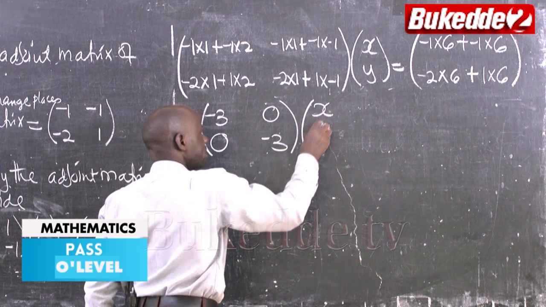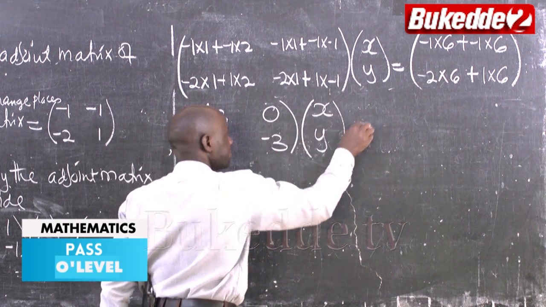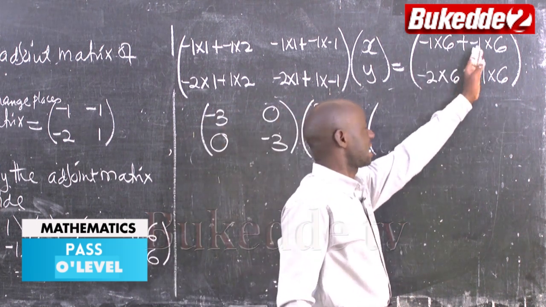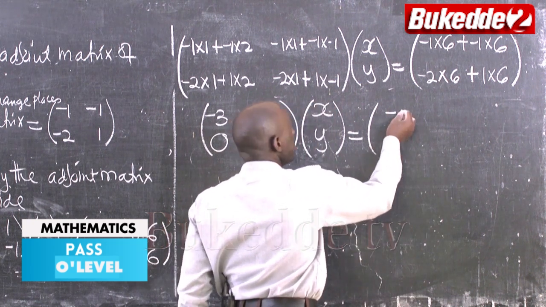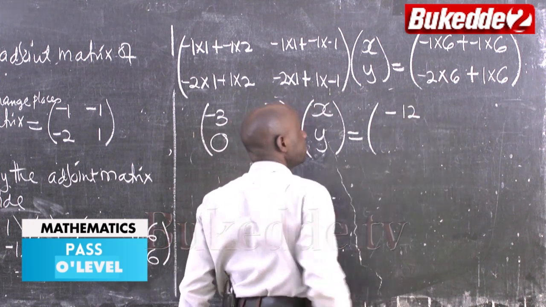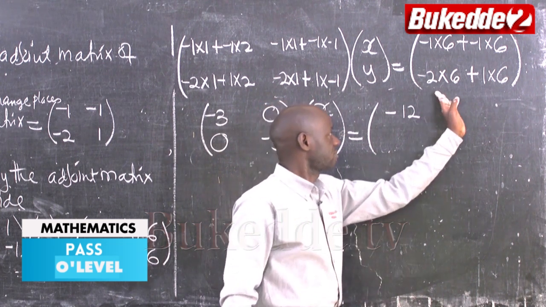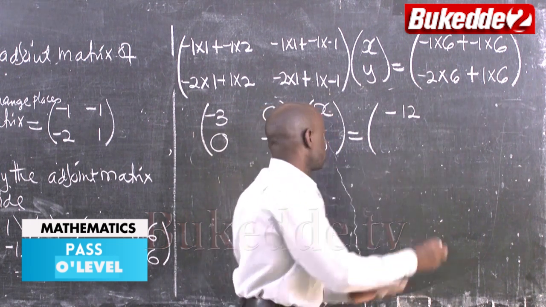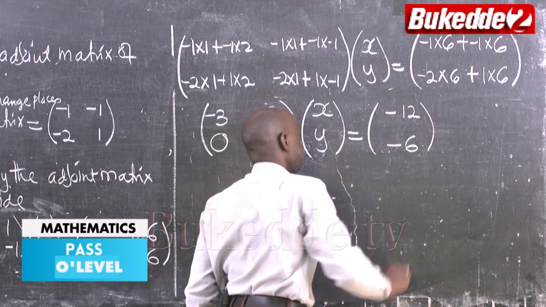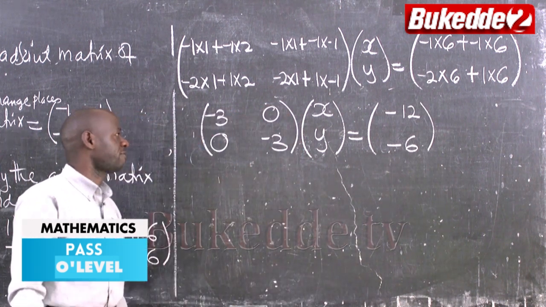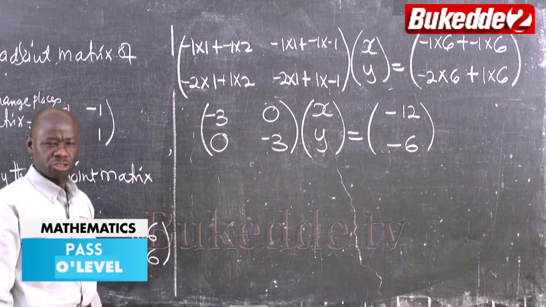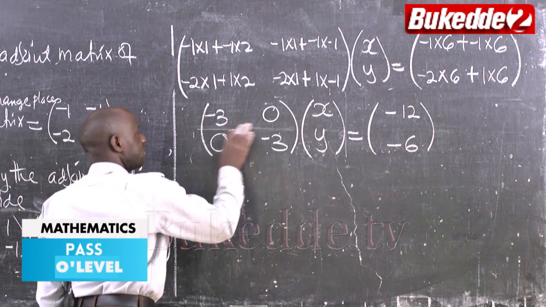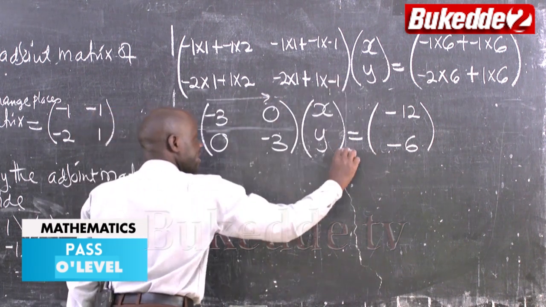Bring your matrix for the variables there, then equate it to the sum. We're having negative 6 and negative 6, that would give us negative 12. Please look at this. We're having a negative 12 plus 6, that will give us a negative 6 there. Now what we are left with is the multiplication. We are multiplying a row with a column. We're multiplying a row with a column.